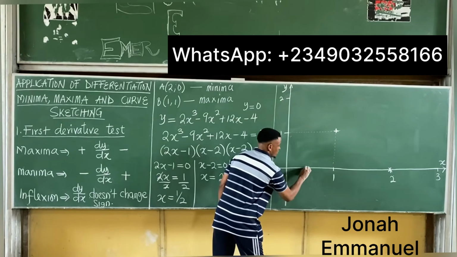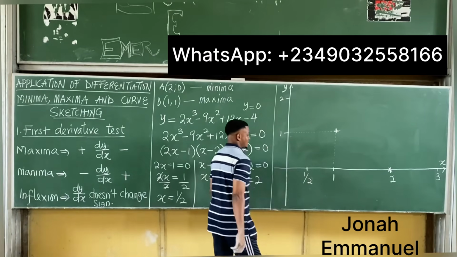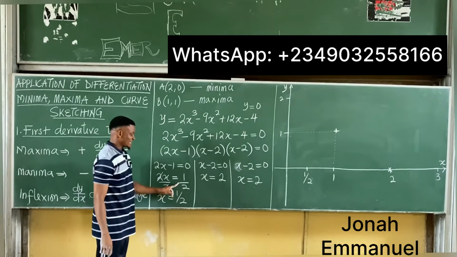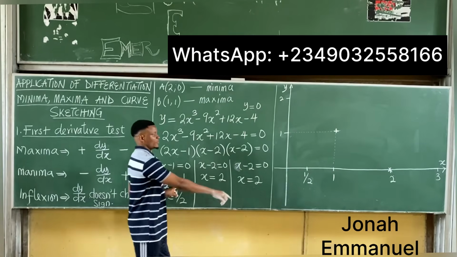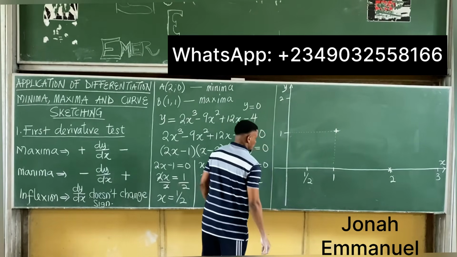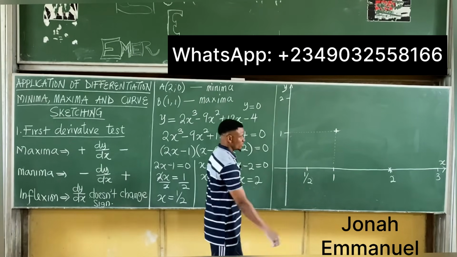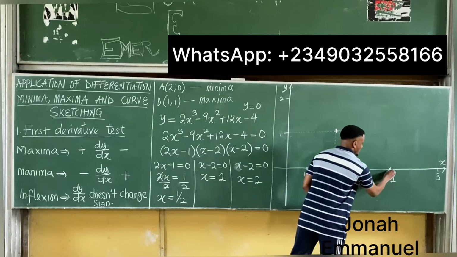That's midway between 0 and 1. I'll have 1 over 2. So this says that the curve cuts the x-axis at this point, that's half, which is this point here, which I've got. The next task here says the curve cuts the x-axis at 2, which is coincidentally the same point here.